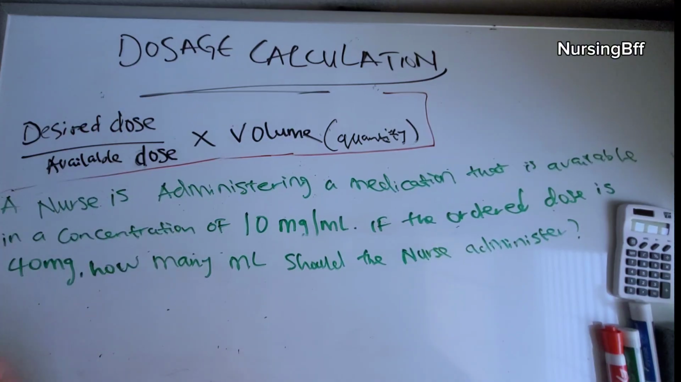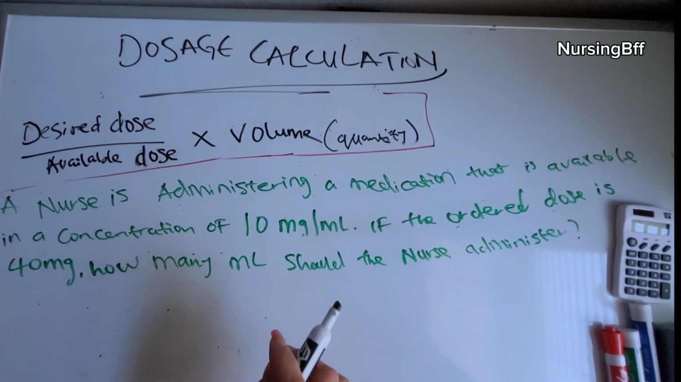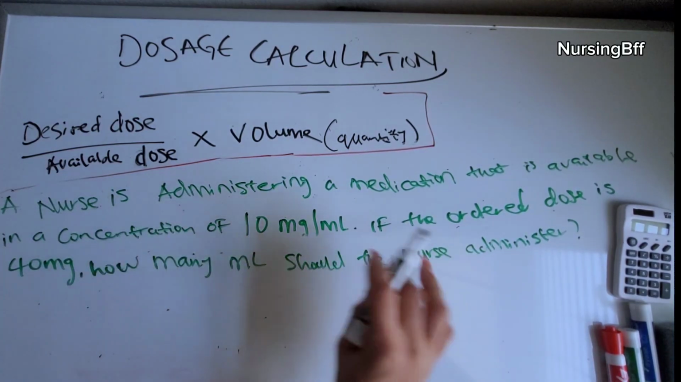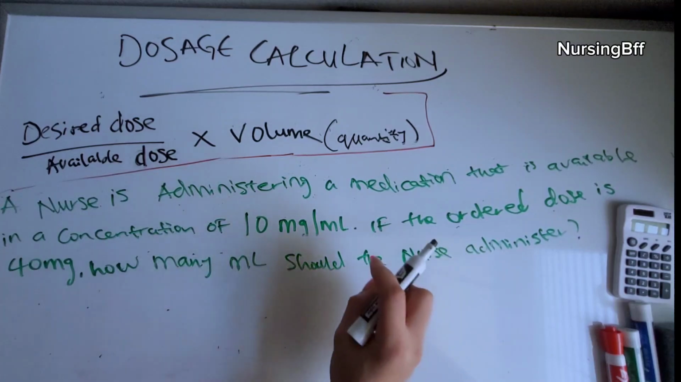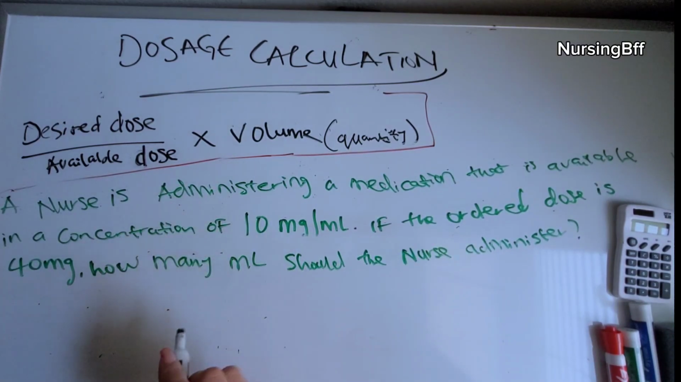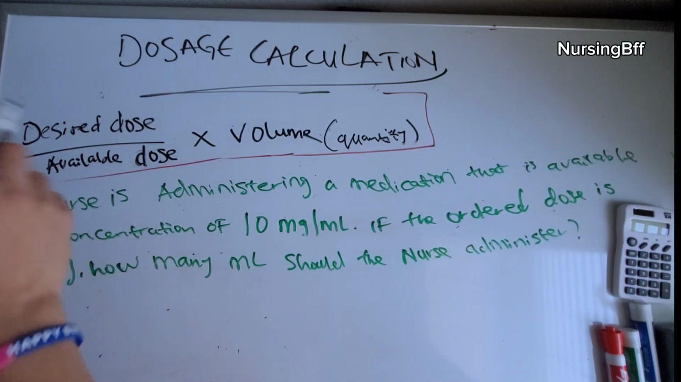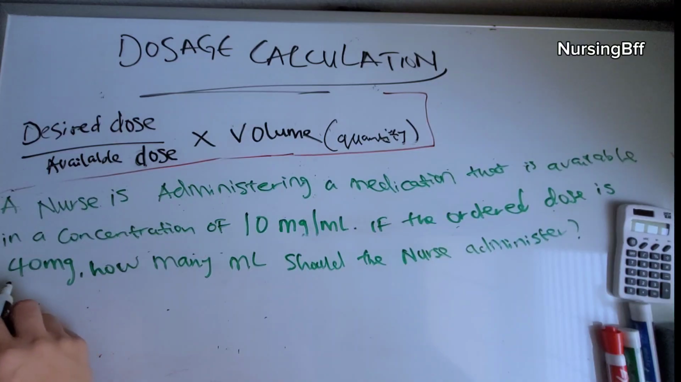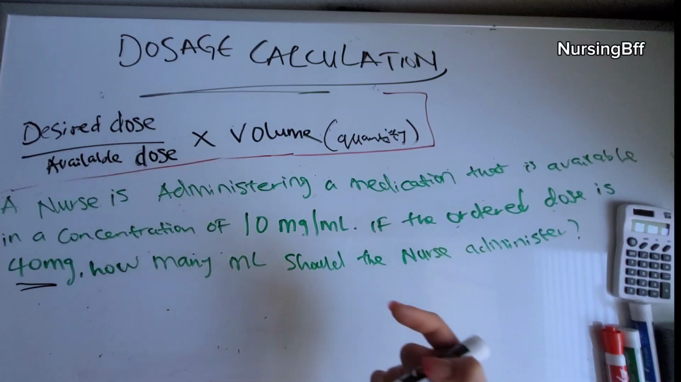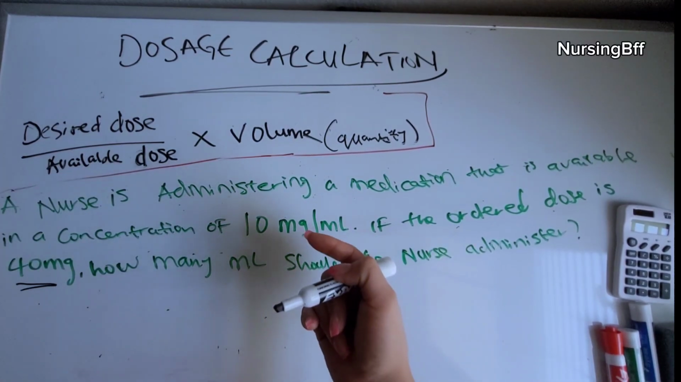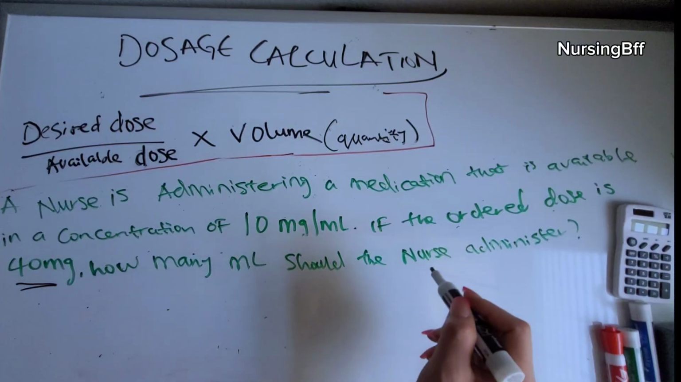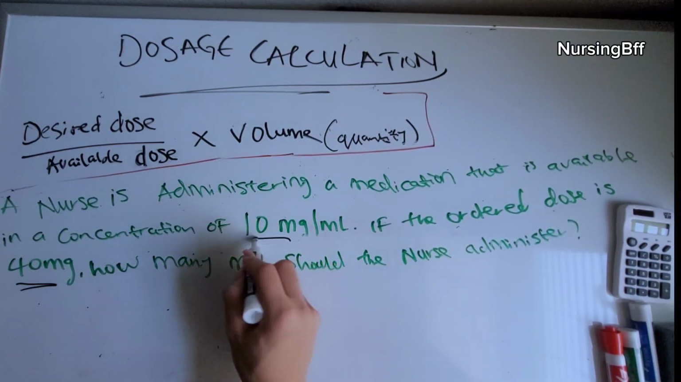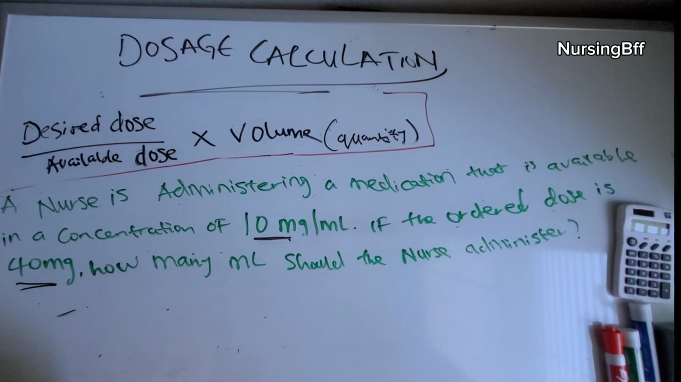So let's solve this. Remember, you read through the question first. Read the prescription. Make sure you understand what the doctor wants you to give. How much is desired. This is the desired dose to give. And the available dose, remember, you should know what is available right now. The available dose is this one.